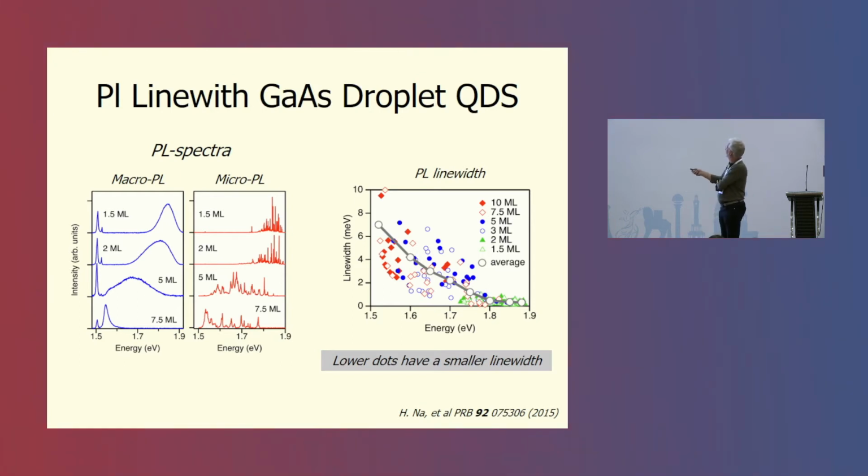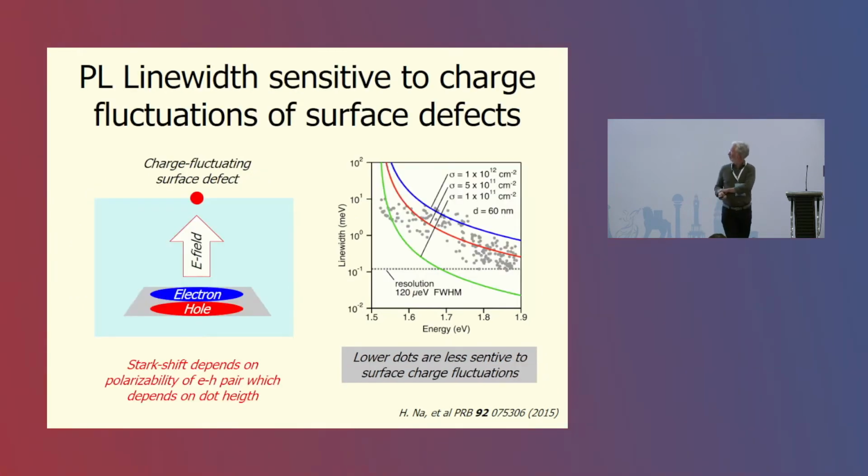So here we have the line width of the quantum dots as a function of emission energy that is directly related to the height of the dots, or how much gallium we deposit. And for the higher dots, the line width becomes larger. Why is that? Well, the idea is as follows. Here is my quantum dot, and in the quantum dot I have my exciton consisting of an electron and a hole being trapped in the dot.